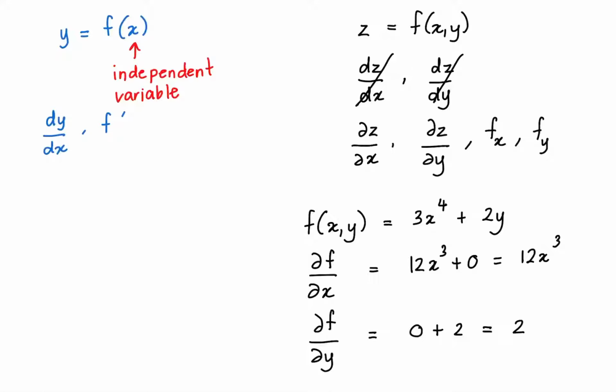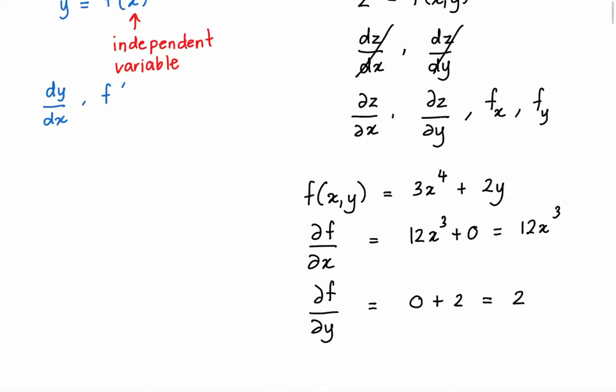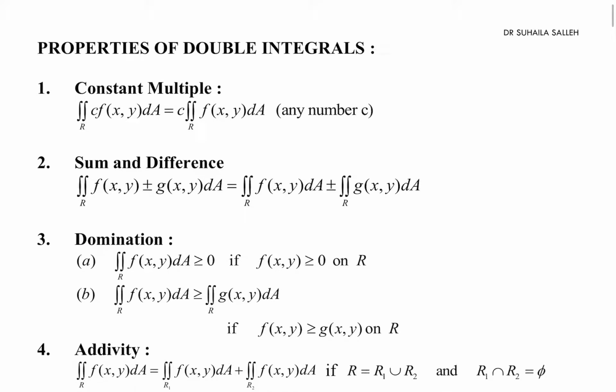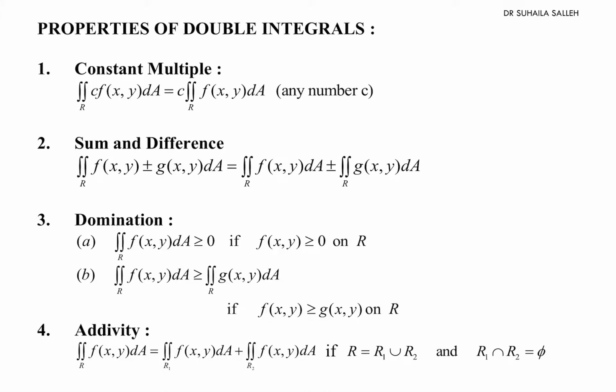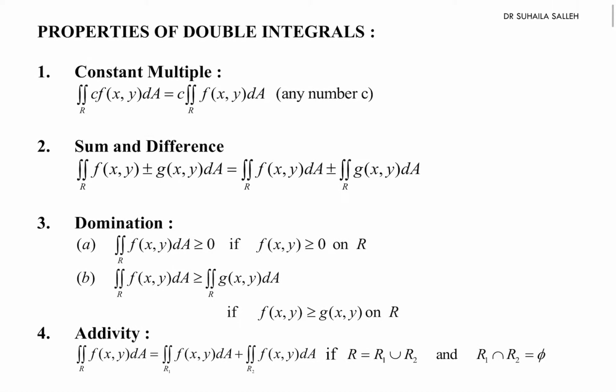Okay, so you've done this in chapter 1. So the same case with integration. If you are integrating with respect to one independent variable, that means you have to take other variables as constant. Okay, so these are the properties of double integrals. Now it's very similar to single integration.